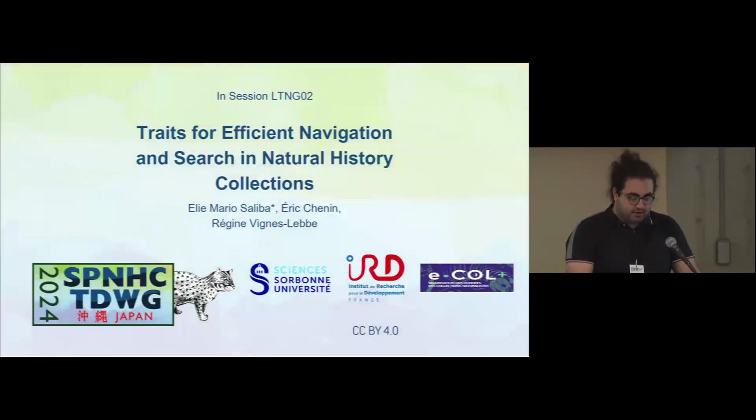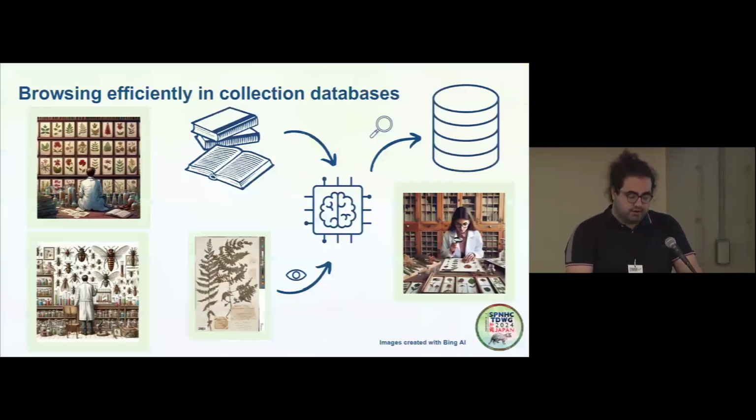Hello everybody, I'm Marius Saliba of Sorbonne Université and Muséum National d'Histoire Naturelle in Paris, France. I'm going to talk today about traits backed by AI that can be useful to navigate natural history collections.